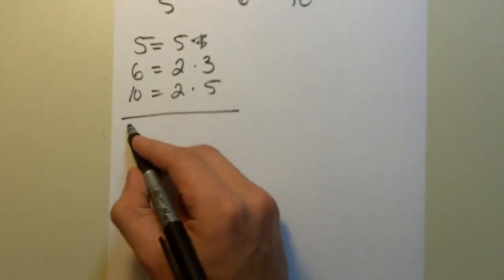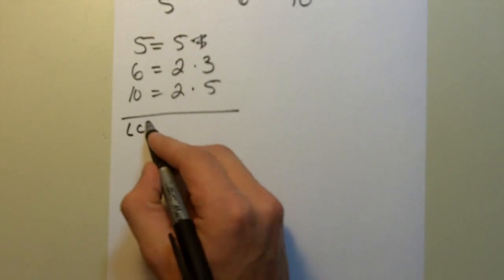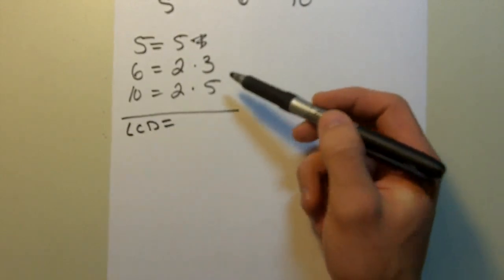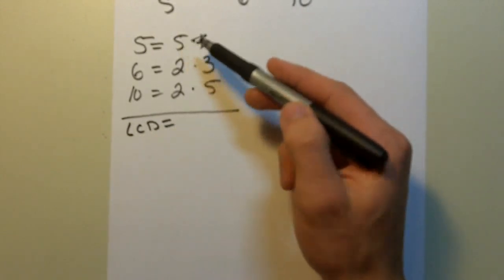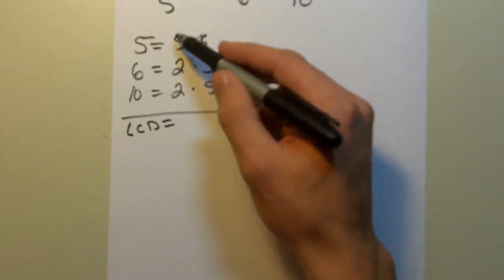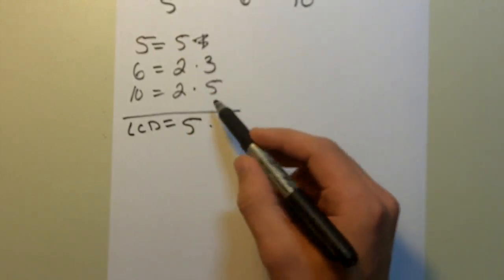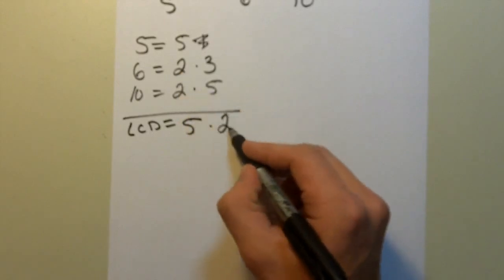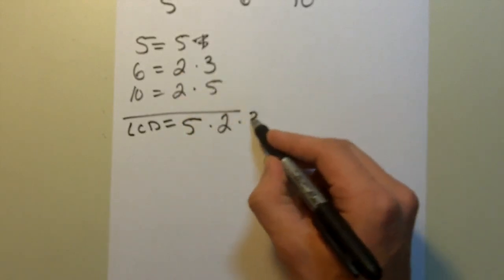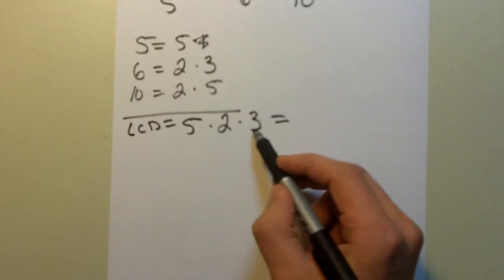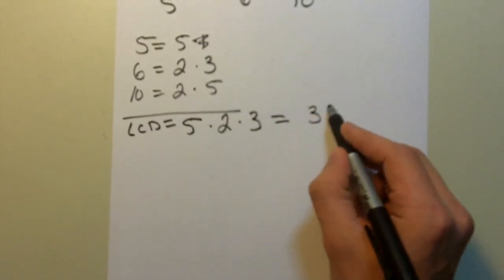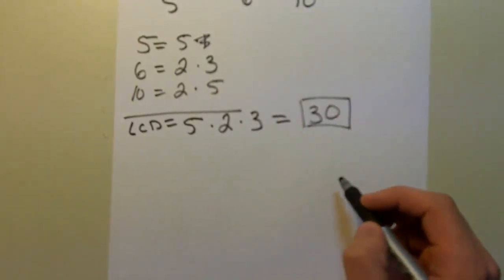Alright, so we're going to find the LCD of this. Now we know 5 occurs in both of them, so here we can write 5 down. And we're going to multiply this by 2, and by 3. So all this, the same thing, it's going to be an LCD of 30.